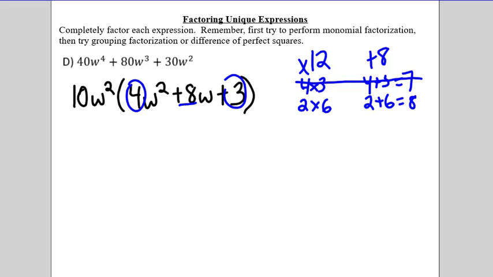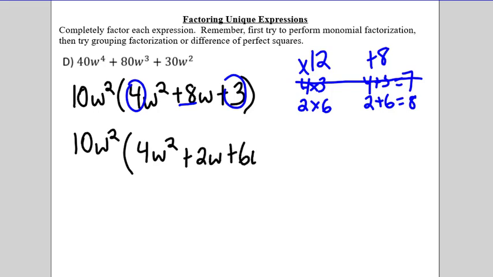So there we have the factors we can use. So I'm going to rewrite this then as 10w squared, and then in parentheses I've got 4w squared plus 2w plus 6w plus 3. And again, I haven't changed the problem, I've just expanded it into an equivalent statement. Now I can group factor.